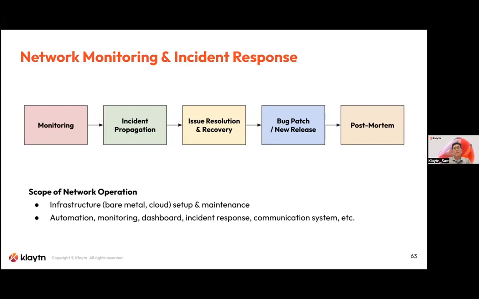But again, this is a public network. Others are also participating in the node operation, and we have to collaborate with all the node operators in the network, and that's also very challenging. So yeah, the scope of network operations includes infrastructure setup and maintenance, automation and monitoring, and so on. And typically the DevOps engineers in the mainnet team work on this part.